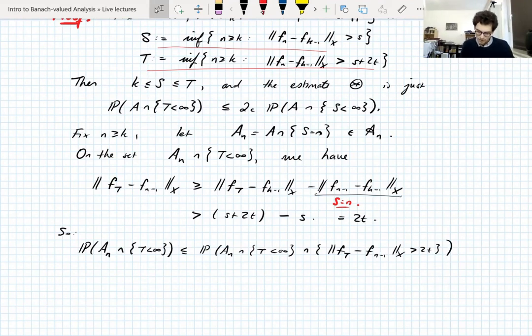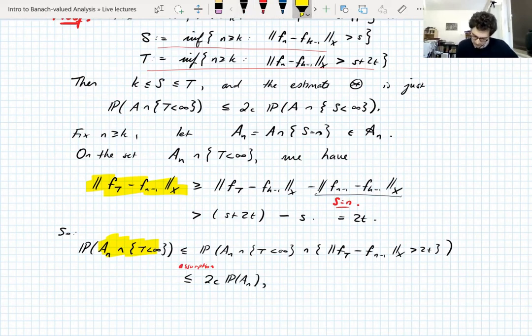That's why we needed to check this, that on this set we actually have some immediate control on the oscillation with respect to the stopping time T. So our assumption tells us that this is less than or equal to 2C times the probability of A_N. So what did we need here? A_N is contained in the sigma algebra A_N, because we have this N minus one here. So we need to look at the sigma algebra A sub N. We have that T is a stopping time with T greater than or equal to K on A_N. By definition, T is always greater than or equal to K.